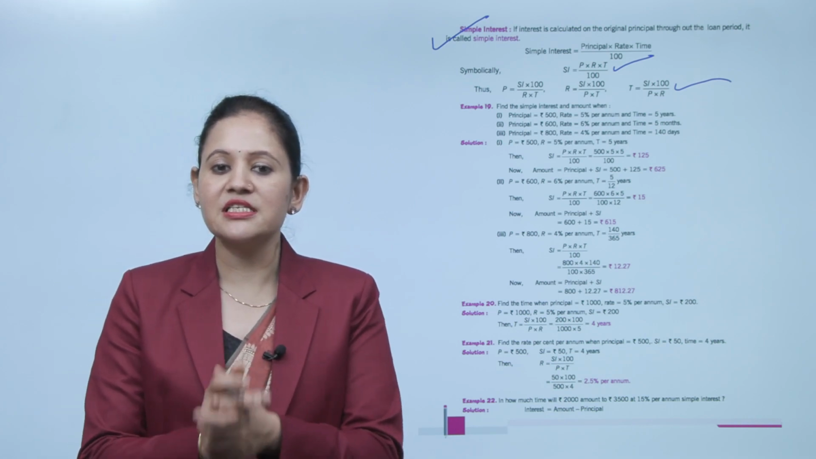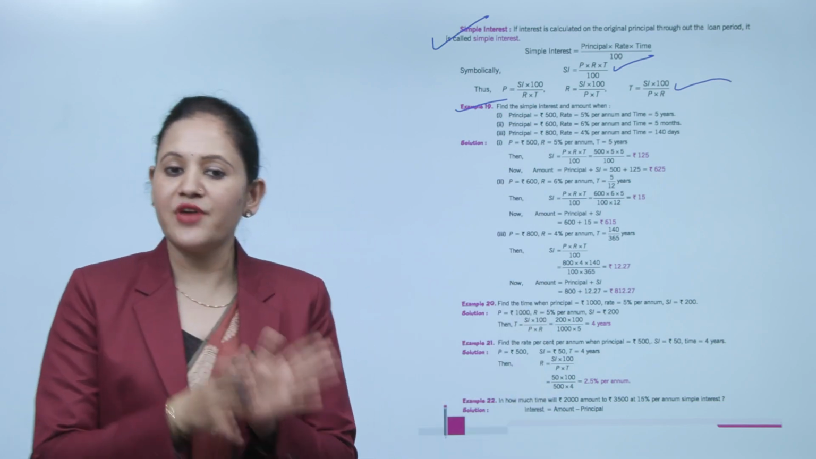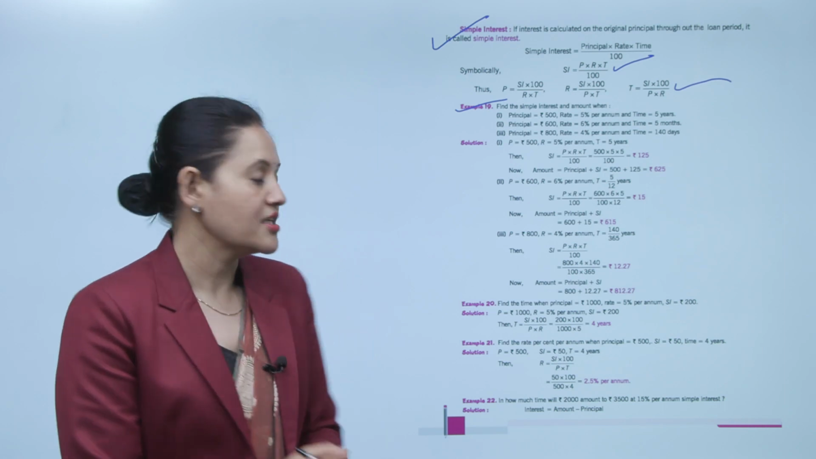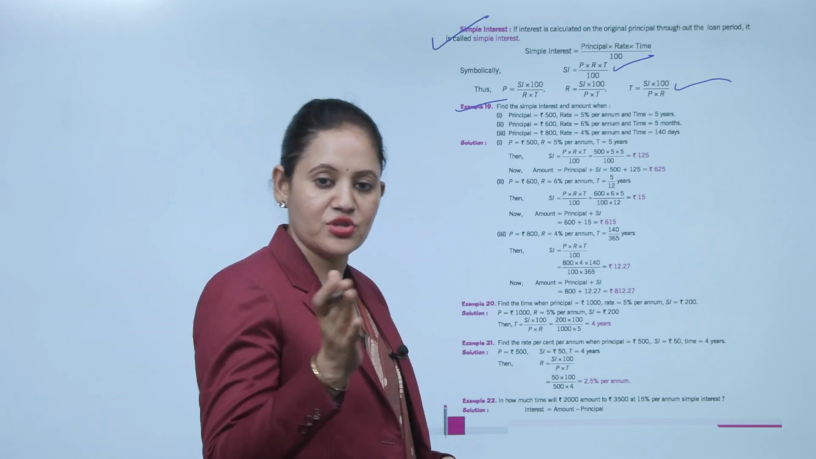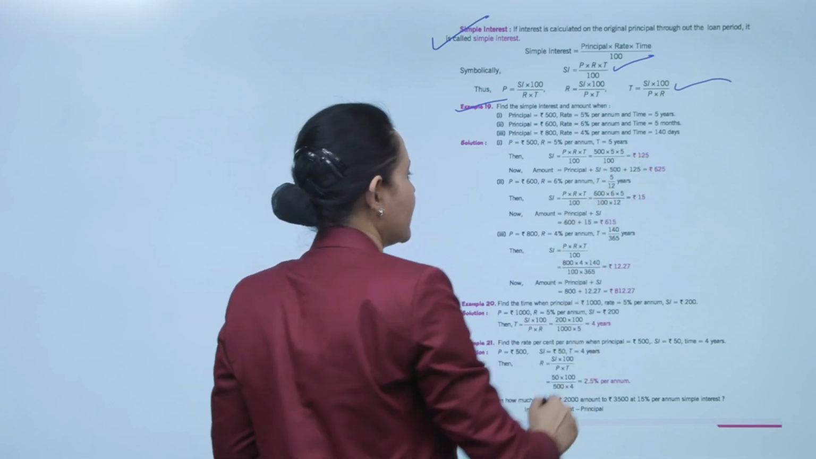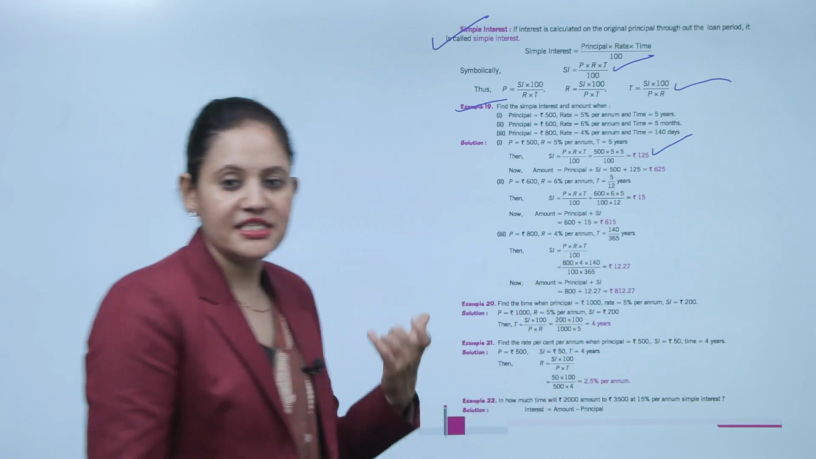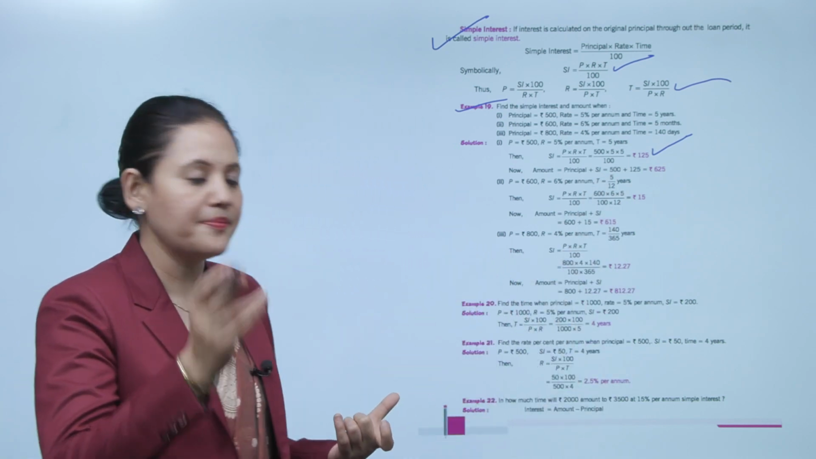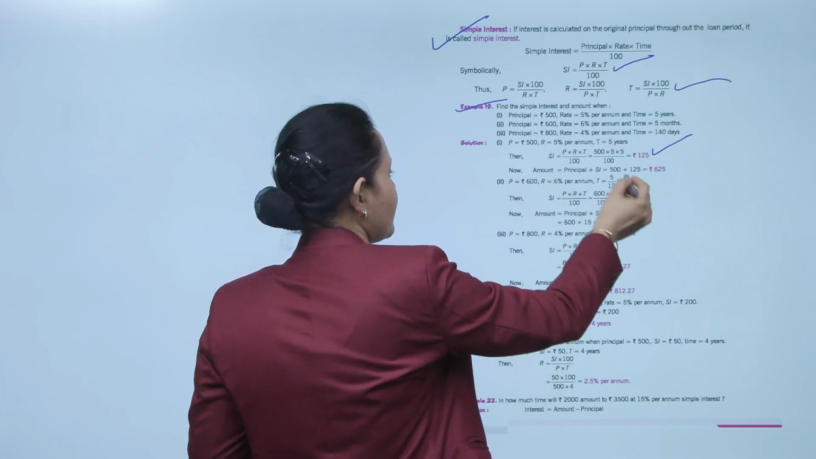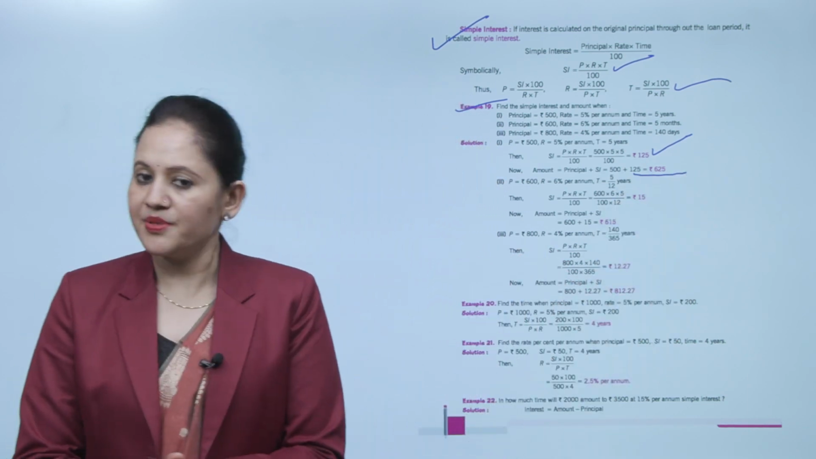Find the simple interest and amount when principal is given 500 rupees, rate of interest 5% per annum, and time is given 5 years. Simple interest is P into R into T upon 100. So 500 into 5 upon 100, that is equal to rupees 125. This is our simple interest. Amount is principal plus interest. Amount, principal was 500, so 500 plus 125, the amount will be rupees 625.